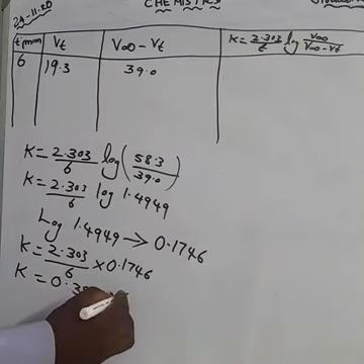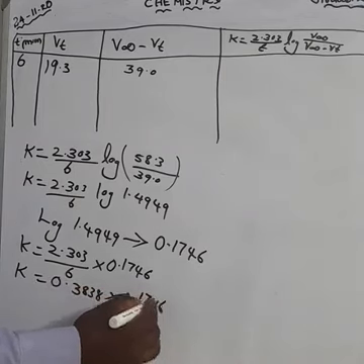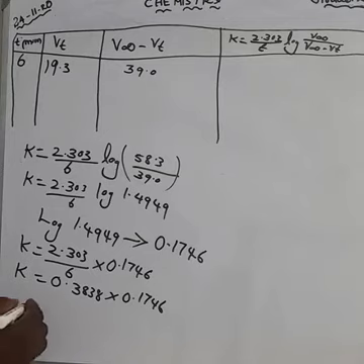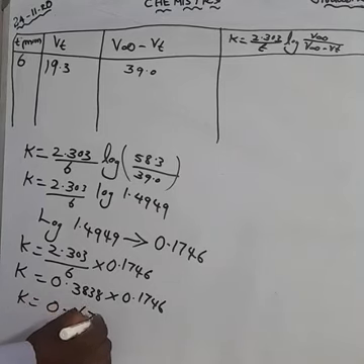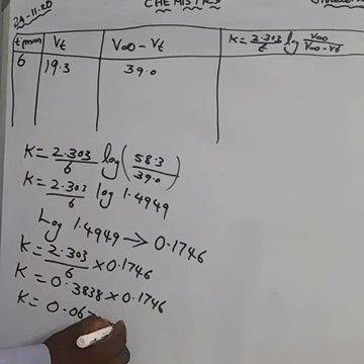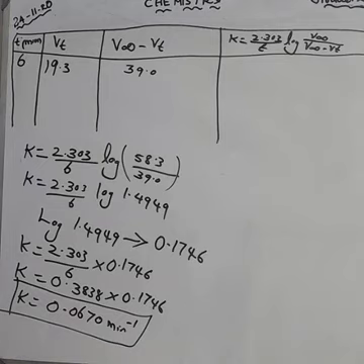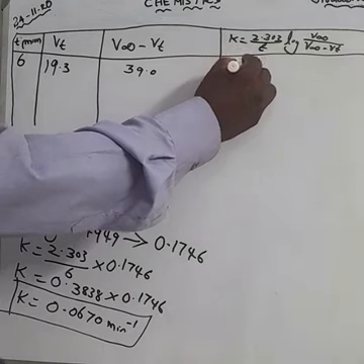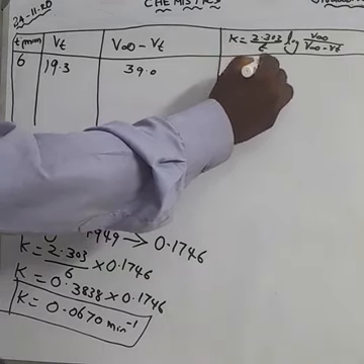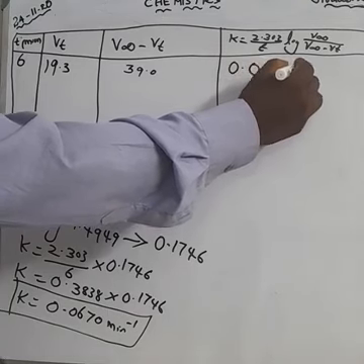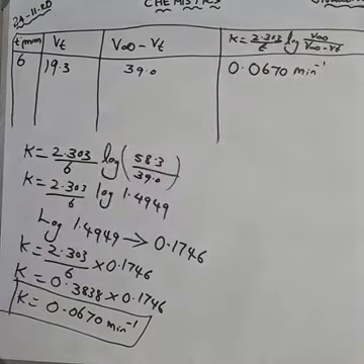0.3838 into 0.1746. Okay? So what's the value? k is approximately equal to 0.0670 minutes inverse. Okay? This is the value of k. So what is the value here? k0 is equal to 0.0670 minutes inverse. This is for the first 6 minutes.